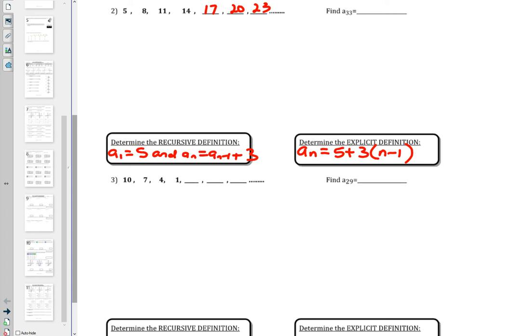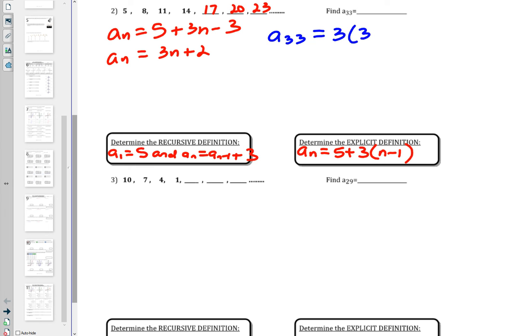I like to simplify. So I'm going to say 5 plus 3m minus 3. And did you add maybe instead of subtract? So that's 3m plus 2. So now I can just say that the 33rd number is 3 times 33 plus 2, which is 99 plus 2, which is 101.